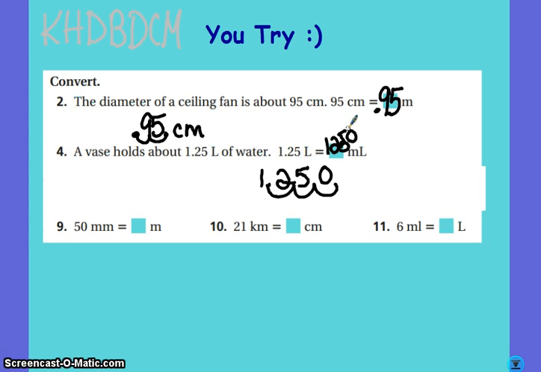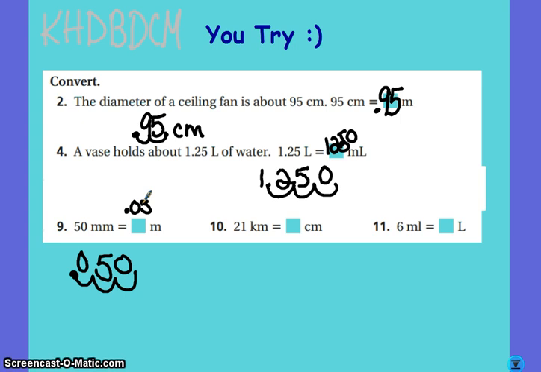Okay. 50 millimeters. We start with milli, and we're traveling to the meters. 1, 2, 3 to the left. 0.05. Okay, why did I leave off that 0? I really don't need the 0 at the end.